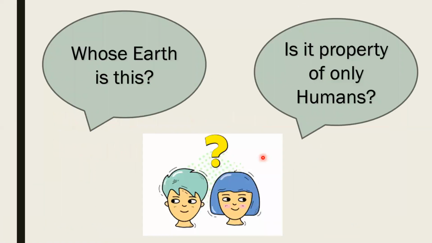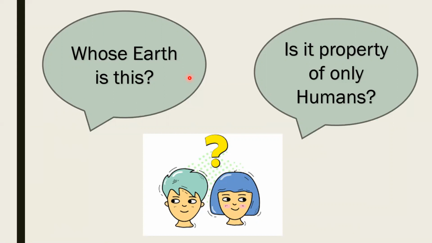So for knowing what is biodiversity, I want you to think of these two questions and answer. Again, pause, think about these two questions and listen to this video. The first question is, whose earth is this? Is it property of only humans? Humans means us, right? Human beings. Is it property of only us, or is this earth belonging to other people, other things, other life also? I want you to pause and think. I hope you have thought about it.